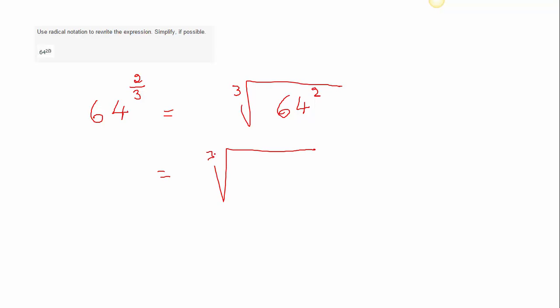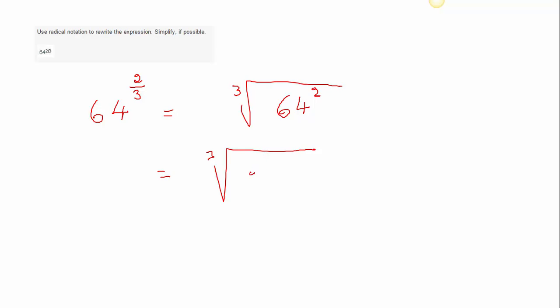Use the radical notation to rewrite the expression. Simplify if possible. So 64 to the power 2/3 is equal to, we put a radical, that is the 64 squared, and the index is 3. See, so this is how we change a radical notation to a rational exponent. We go 64 to the power 2 over 3, and that's how we got here. Now let's try to simplify. Notice that 64 is nothing but 8 times 8, and 8 is nothing but 2 cubed.